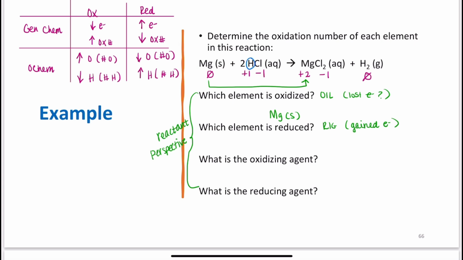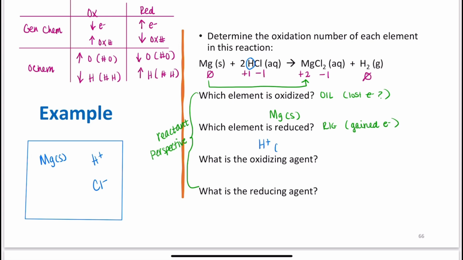What this actually looks like in solution, to start, I had some magnesium solid. HCl aqueous means I have H plus ions and Cl minus ions. So it's not HCl that's reduced, it's the H plus aqueous that's reduced because that's the species that was present in solution. Because again, I have the aqueous right there.